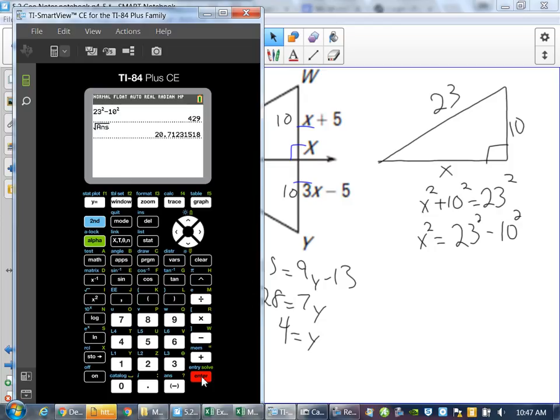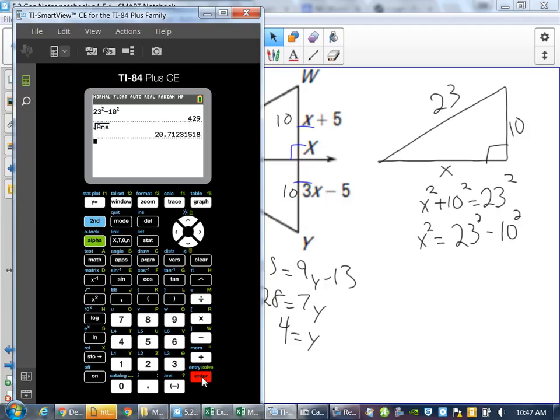Double arrow. And that'll come out. Now, if it was the square root of 428, if you type in square root of 428, you get an answer of 2 root 107. That would be what's called simplified radical form.